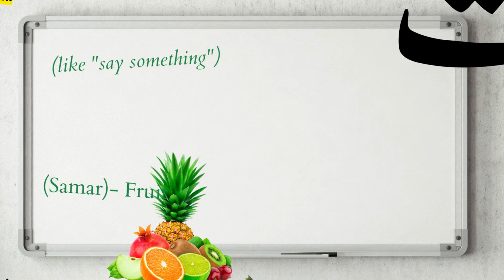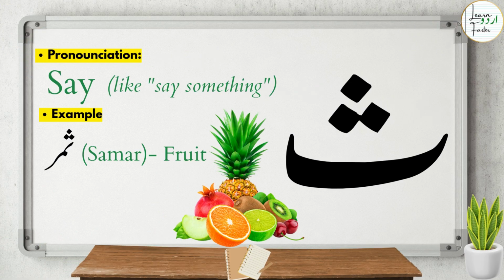The next alphabet is se. Say. Repeat with me. Say. I think it sounds familiar to you, like say something. A word example of this alphabet is summer, fruits. In this alphabet, say, there are three dots, nukte, above it, so you can easily identify it.